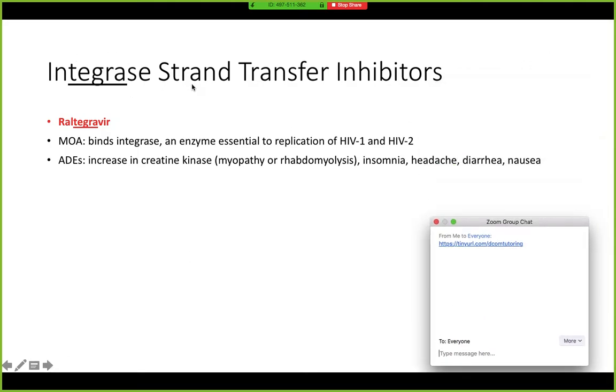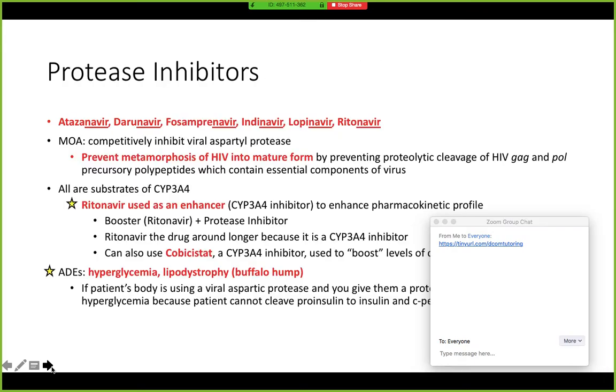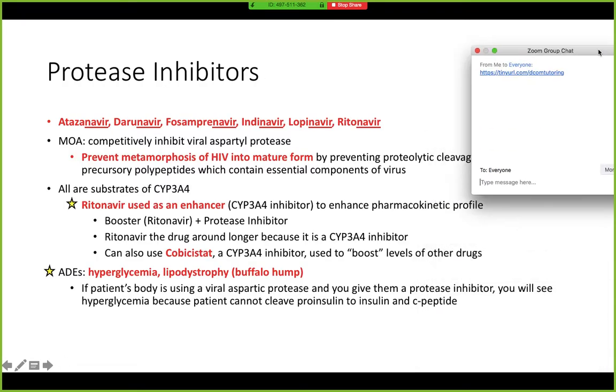For integrase strand inhibitors, the one to know is raltegravir. And I'm assuming since I didn't put it in red, she didn't have anything else in red on this slide, so I would just focus on the mechanism of action here. As you know, you can trust her red text, I feel like.